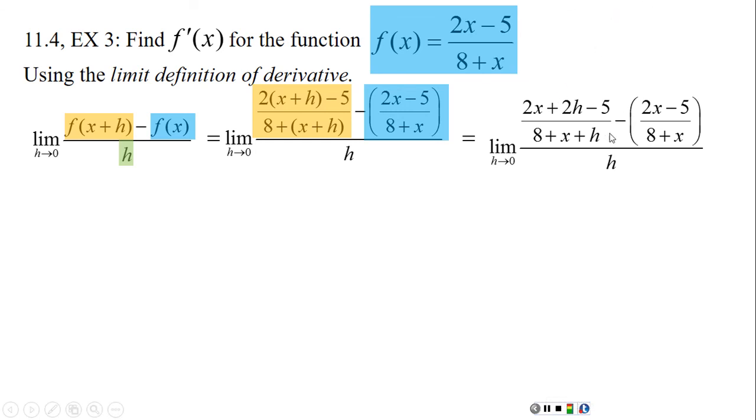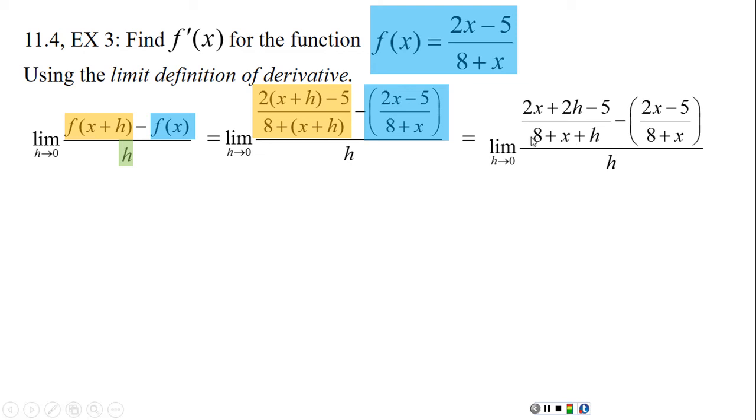Okay, so at this point, we want to subtract these two terms, but the denominators are totally different. This says 8 plus x plus h, and this one says 8 plus x. We want to get a common denominator going on here. So if this were just like 8 and 5, common denominator would be 40. We'd want to multiply the first one by 5 over 5 and the second one by 8 over 8. Same thing even though we're talking about letters.